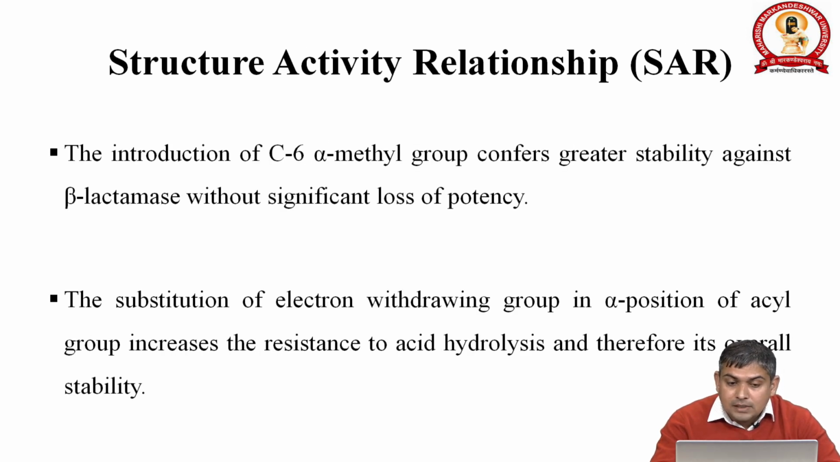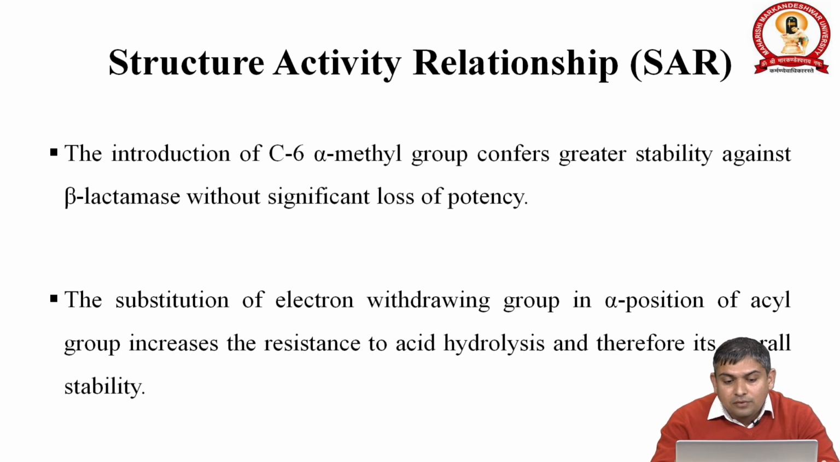The introduction of a C6 alpha methyl group, the introduction of an alpha methyl group at the C6 position, results in greater stability against the beta lactamase without significant loss of potency. The introduction of this particular alpha methyl group increases the steric hindrance at the nearby carbon atom, resulting in increased stability against the beta lactamase enzyme that is responsible for its metabolic degradation.